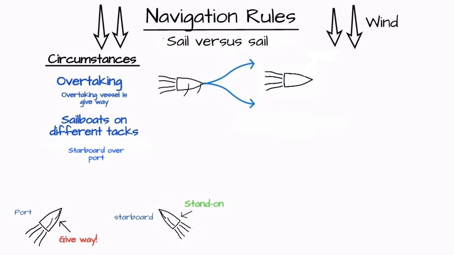The port tack boat needs to give way by either tacking and going the same direction as the starboard tack boat, or by bearing off and sailing beneath the starboard tack boat.